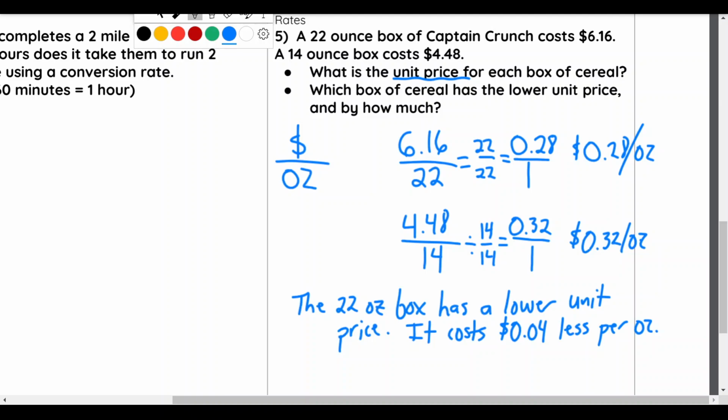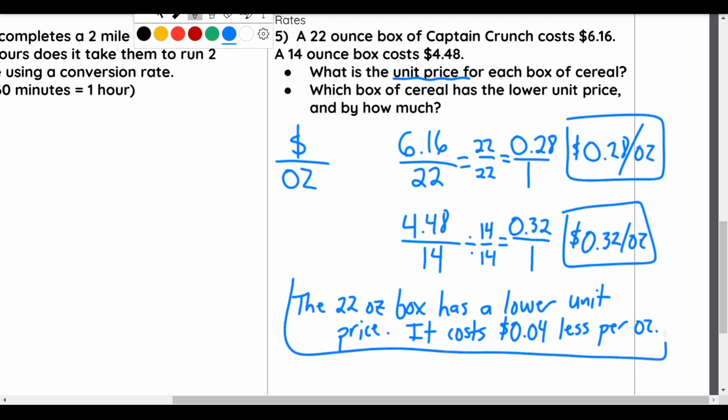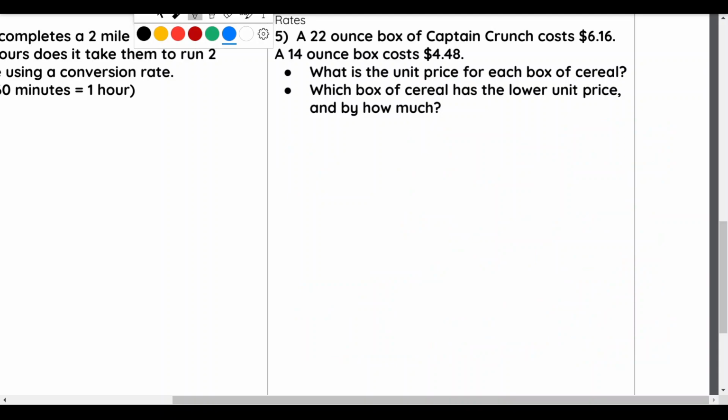So I've got the unit price for each of the cereals, and I have an explanation of which one has the lower unit price and by how much it is lower. And that concludes this walkthrough.